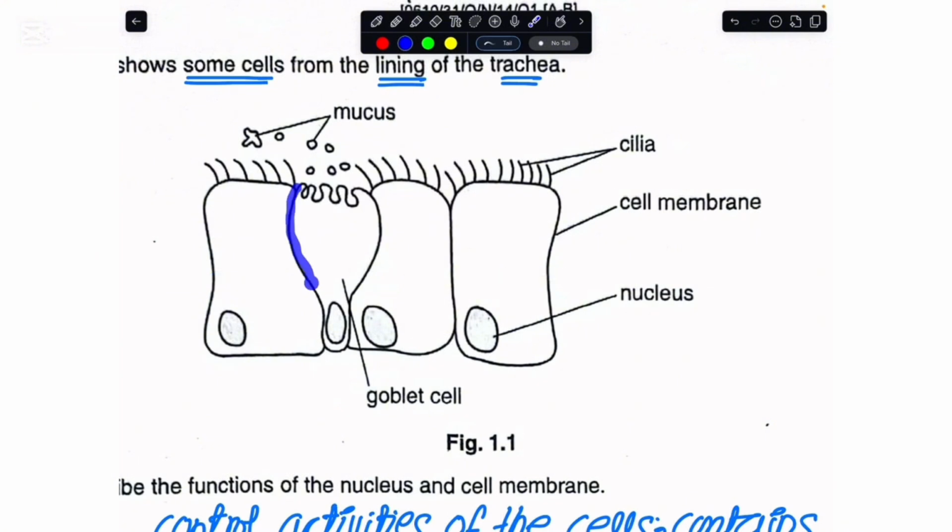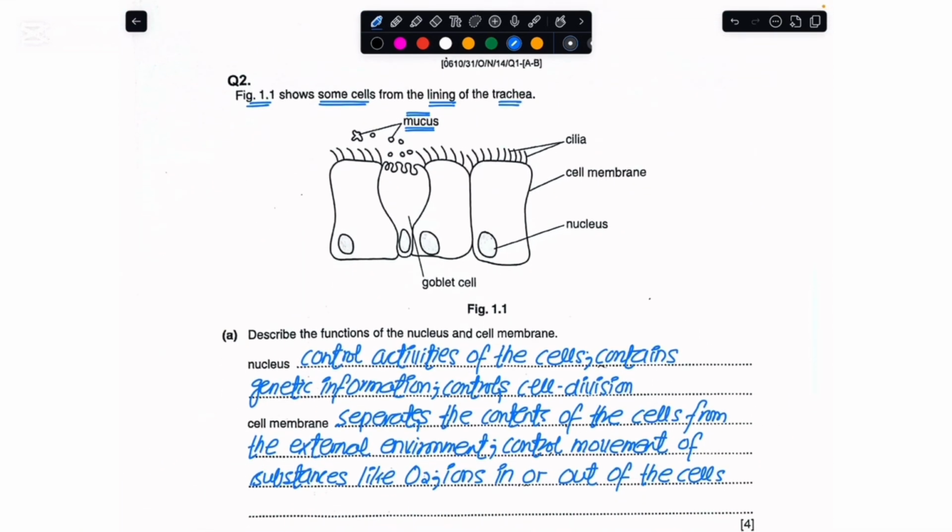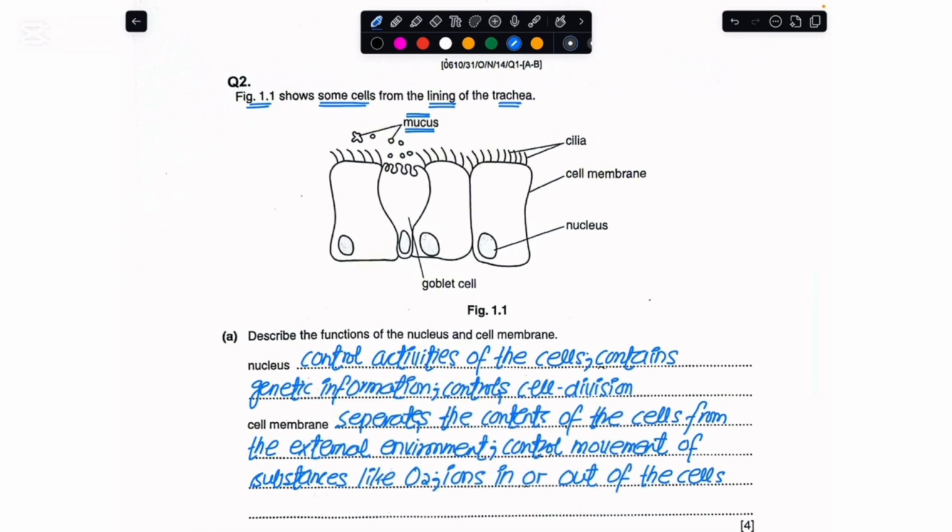But we have another cell given here in the diagram, and these are the goblet cells. These goblet cells are the excretory cells, owing to the fact that they release a sticky substance, and that is the mucus. Now, he has asked very simple things from this section. For figure 1.1, you are required to tell him the function of the nucleus and the cell membrane, and it should be in terms of description.